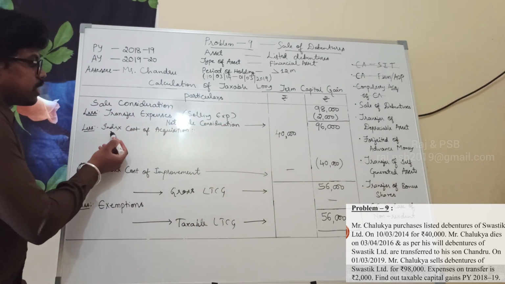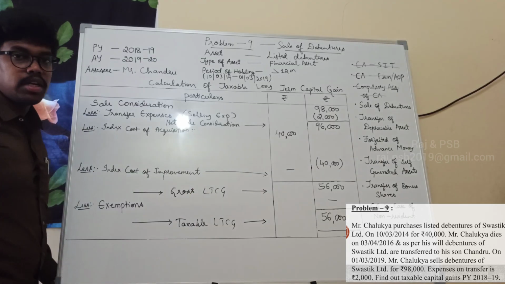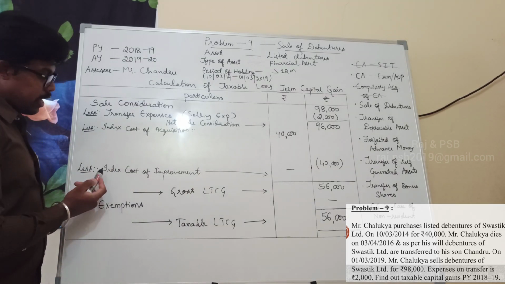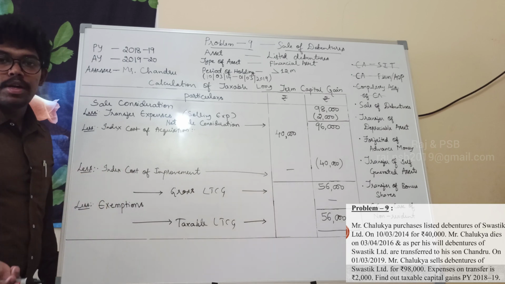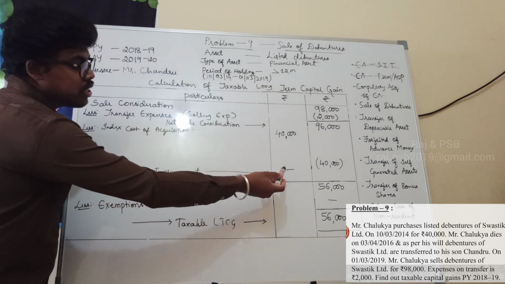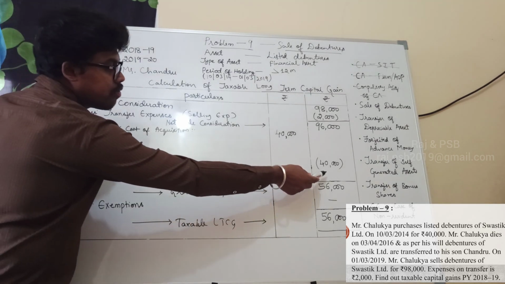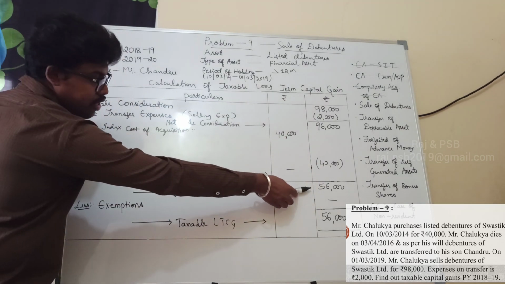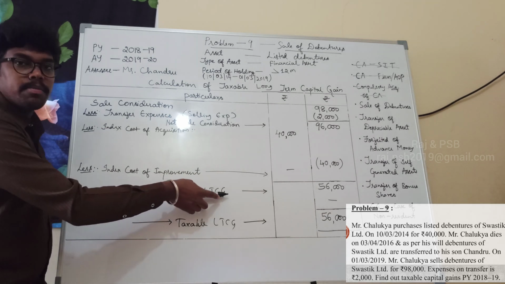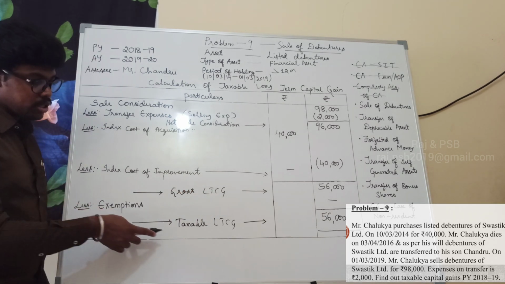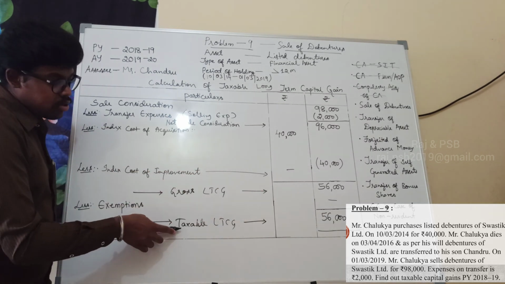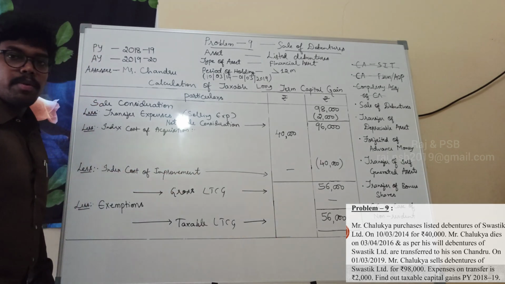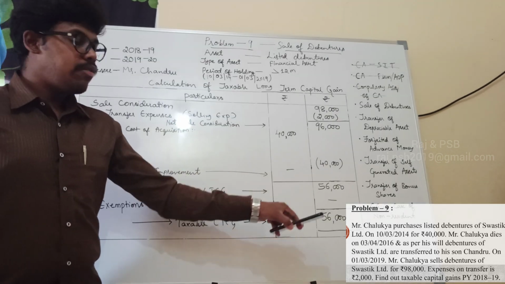Okay, so the cost of acquisition is 40,000, no formula is applied, and for cost of improvement, there is no improvement in the asset, so it is nil. So 40,000 will be deducted from 96,000, so the balance will be 56,000, treated as gross long-term capital gain. Less exemptions, there is no exemption, so taxable long-term capital gain will remain the same at 56,000.